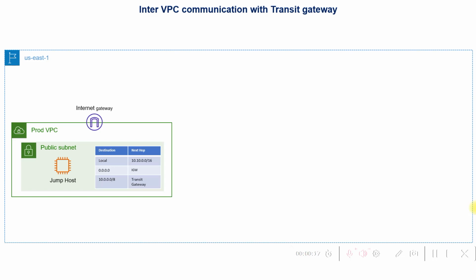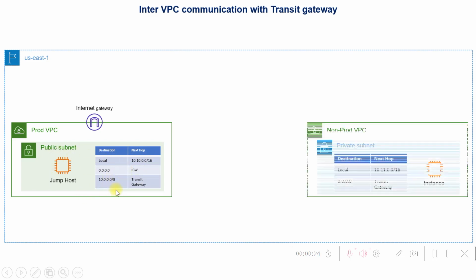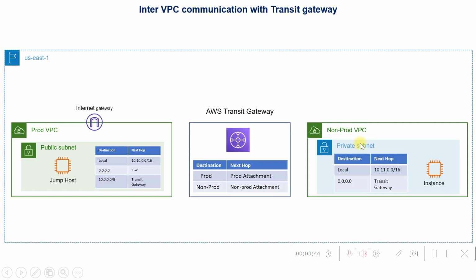There will host one VM which can be accessible from the internet, and there is one routing table associated with this public subnet. Another one is non-prod VPC. It cannot be accessible from the internet, but we can test the communication between jump host to instance for testing purpose. And in non-prod VPC, we are going to configure one private subnet and we'll create one routing table and associate it with this subnet. And we'll take one AWS transit gateway. There we'll configure the relevant routes and we'll test the communication.